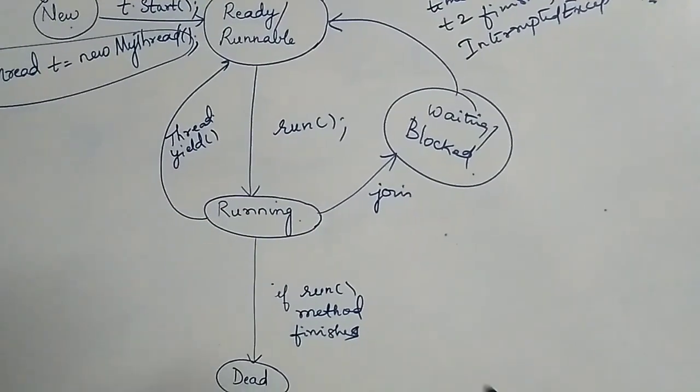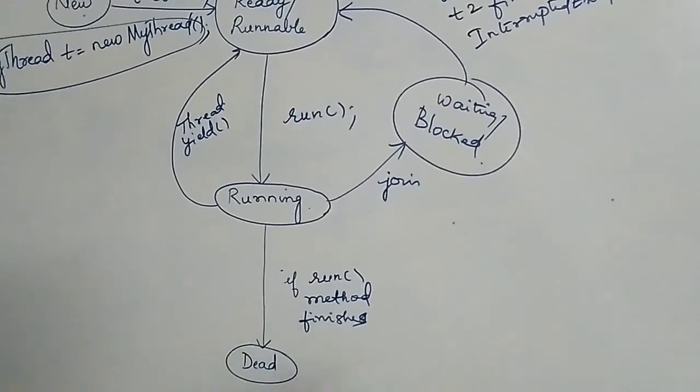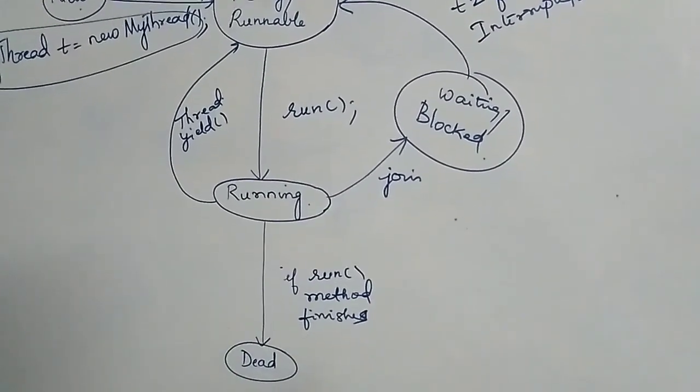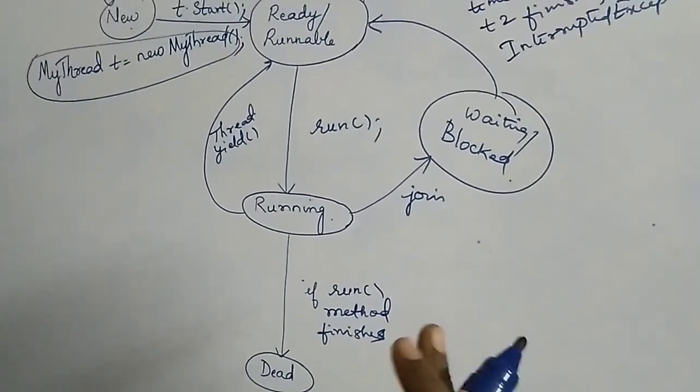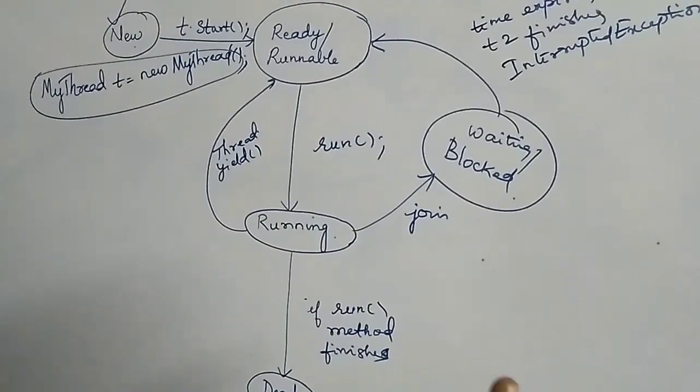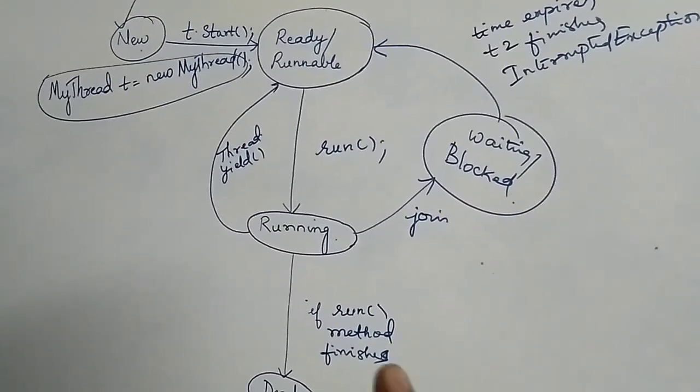The sleep method will pause the running thread for a specific period of time. It can be milliseconds or milliseconds comma nanoseconds. There are two overloaded sleep methods inside the Thread class, and it is a static method.